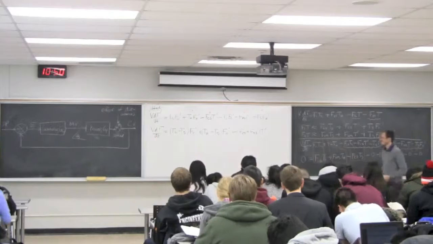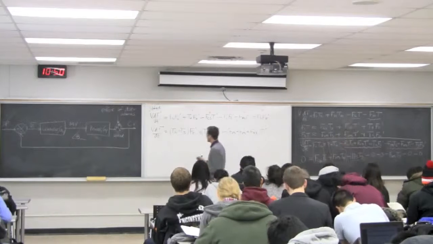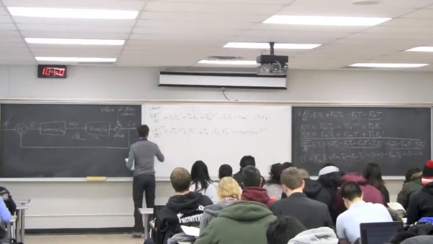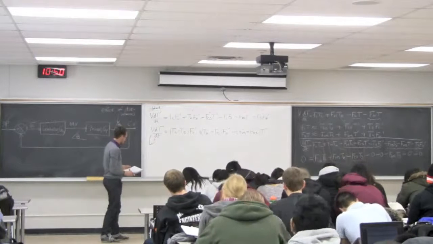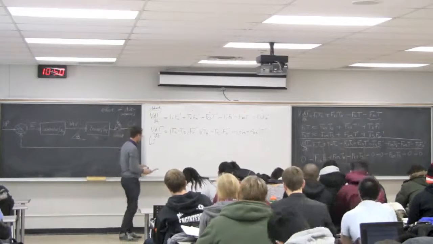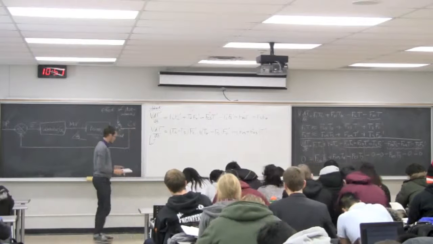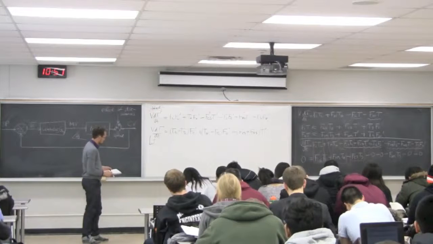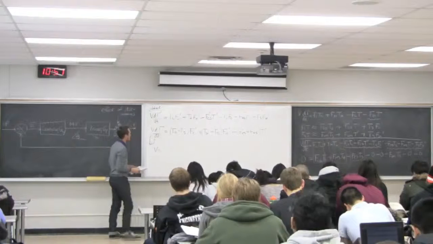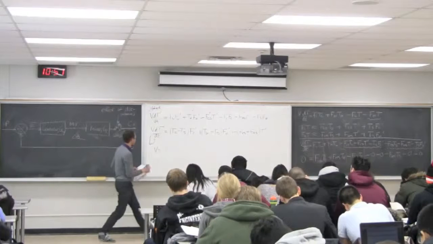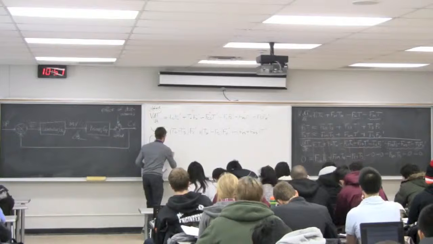Now if we take the Laplace transform, so the next step is to take the Laplace transform, we will get V times s over here. So V times s, and we'll get multiplied by T dash of s.